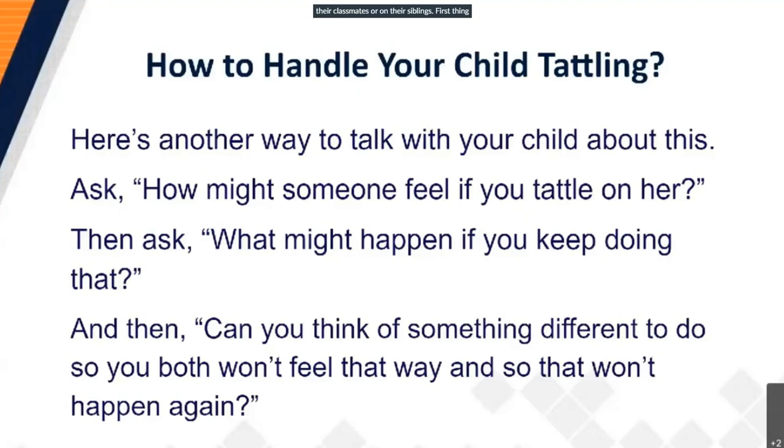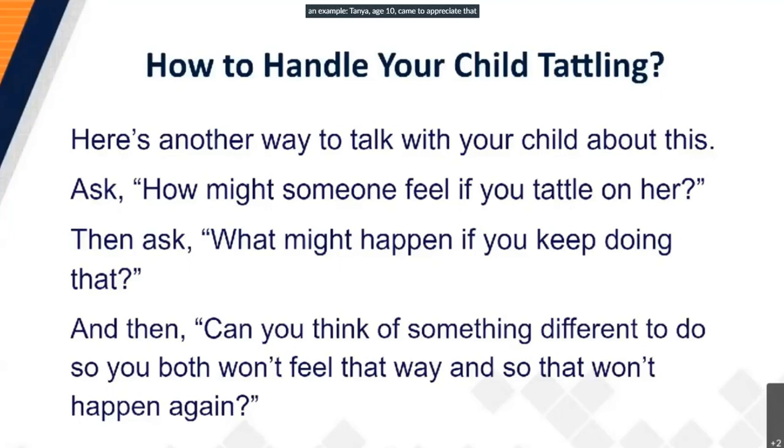or on their siblings. The first thing you're going to do is ask, how might someone feel if you tattle on them? Then ask, what might happen if you keep doing that? And then, can you think of something different to do so you both won't feel that way, so it won't happen again? Asking those 3 questions allows the child to begin having the dialogue in their own mind if they get into the situation: should I tattle or should I not tattle?